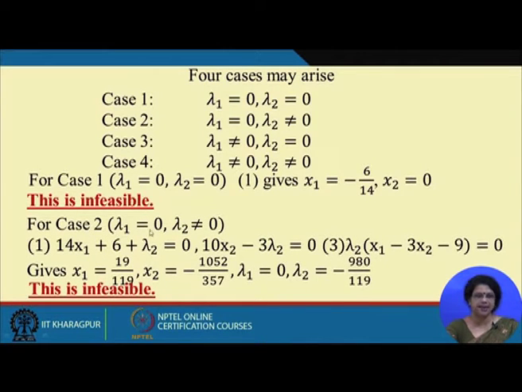Now, let us consider the second case, lambda 1 equal to 0 and lambda 2 not equal to 0. Then if we just substitute in all the equations 1, 2, 3, 4, we are getting 3 equations and 3 unknowns. From there we will get x1 equal to this, x2 equal to this, lambda 1 0 and lambda 2 this. Then again we could see that x2 is a negative value, that is violating the feasibility conditions, that is, again I should say that the decision variables must be non-negative. The non-negativity constraint is being violated, so this is an infeasible solution.